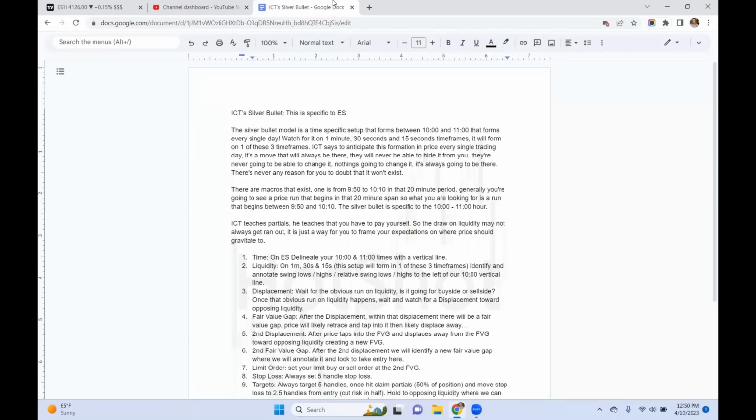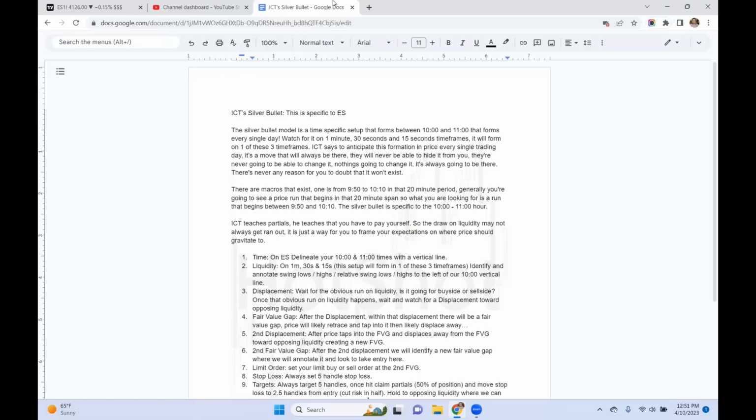So there are macros that exist. One is from 9:50 to 10:10. In that 20-minute period, generally, you're going to see a price run that begins in that 20-minute span. So what you're looking for is a run that begins between 9:50 and 10:10. The Silver Bullet is specific to the 10 to 11 hour.